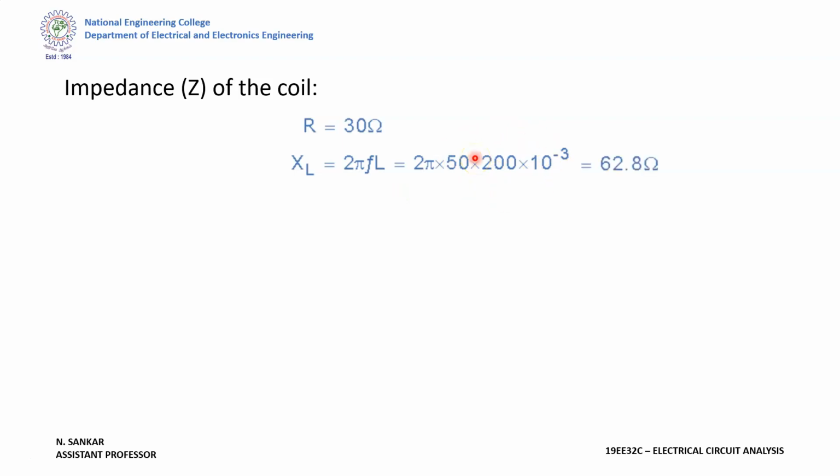Okay, so which will be equal to 62.8. So for Z, the formula will be root of R square plus XL square, because here we don't have any capacitor, that's why the formula is written like this. If you have a capacitor, it will be like XL minus XC whole square. So just substitute the values, the answer will be 69.6 ohm. So this will be your impedance.